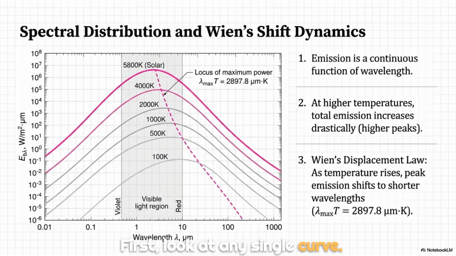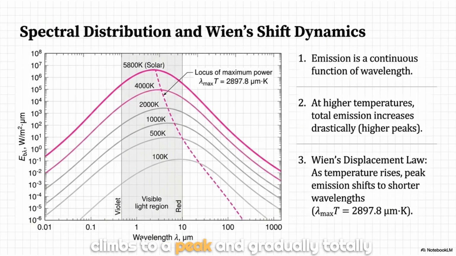First, look at any single curve. Notice that emission is a continuous, smooth function of wavelength. It starts low at short wavelengths, climbs to a peak, and gradually decays at longer wavelengths.